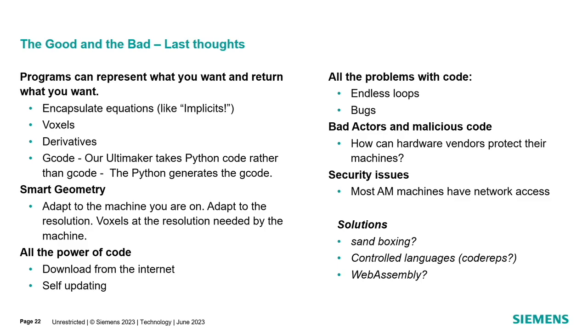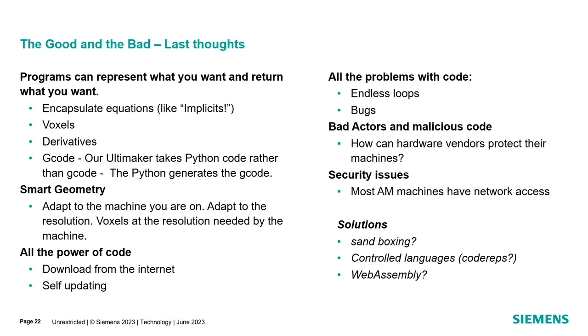It adapts to the machine you're on if you need to. So let's say you want to output voxels, and on this machine the voxel resolution's here, but on this machine the voxel resolution's a little bit higher. You don't have to give it different voxel files. You can give it the same program, and it will return the voxels for the resolution you need. So all the power of code, which is awesome. There's some bad things, but I'm out of time, so no.